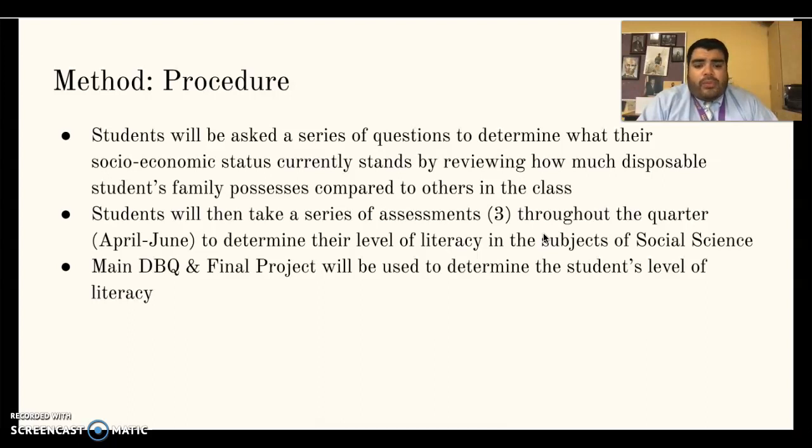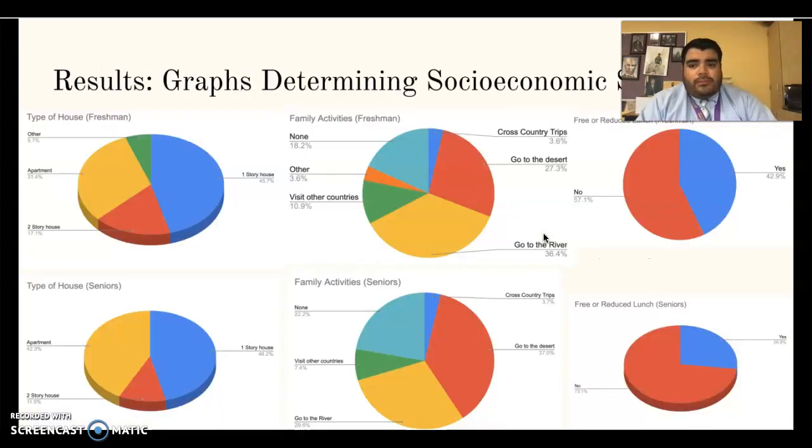Students would take a series of assessments. Originally, it was 3 throughout the quarter. Our school did a quarter system as opposed to a semester, so it went from April to June. I used this to help determine the level of literacy in the subjects of social science. The main assessments were a DBQ for the freshmen and a final project for my seniors.